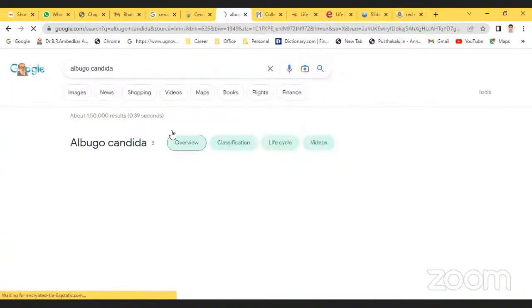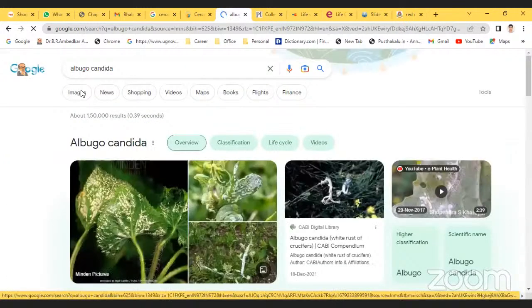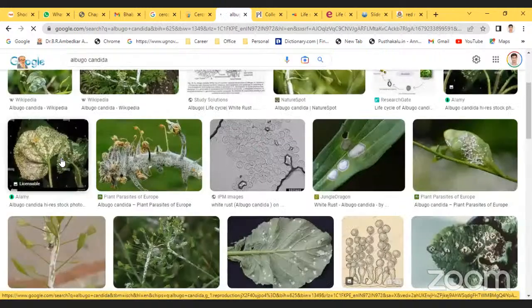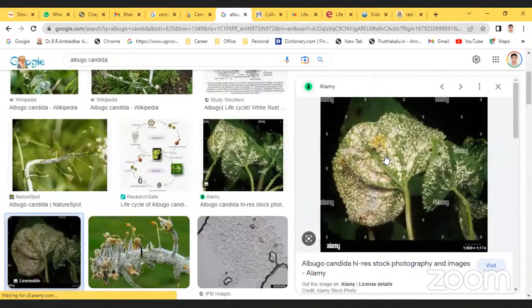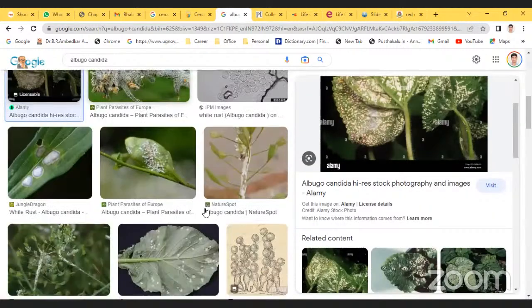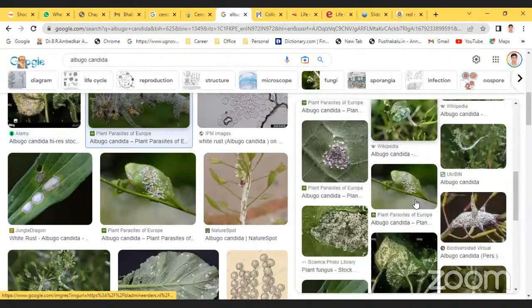So just observe this. This is the disease caused by Albugo candida. As you can see, the leaf has white spots. The classification of Albugo candida: division is Eumycotina, subdivision is Mastigomycotina, class is Eumycetes, order is Peronosporales, family is Albuginaceae, genus is Albugo. It is also called Cystopus. Just observe this disease symptom, the white patches.